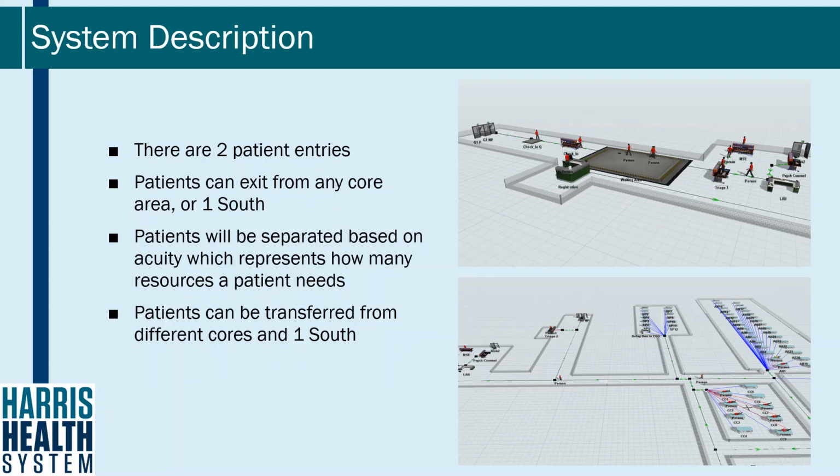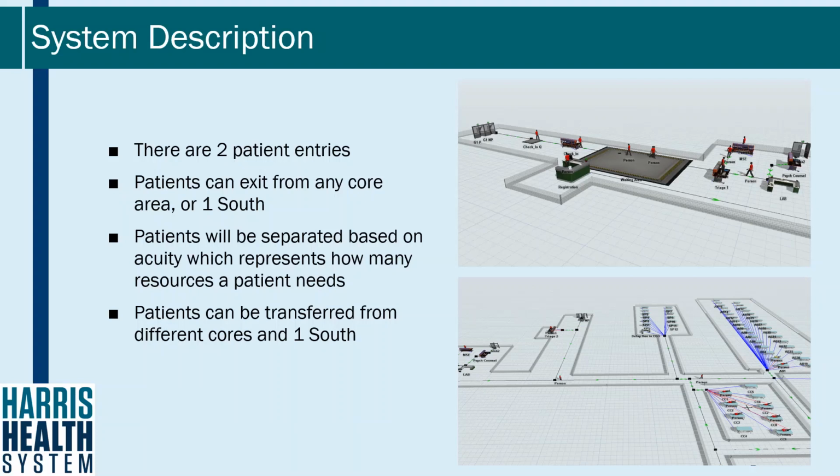Thank you, Poorya. I'll be starting with the system description. So we have considered 2 patient entries, both for the psych patients as well as the non-psych patients. The patients can exit from any of the core areas or one south area. The one south area is particularly for the psych patients. The patients will be separated on the basis of the acuity level, that is how severe the patients are that are incoming in the facility.